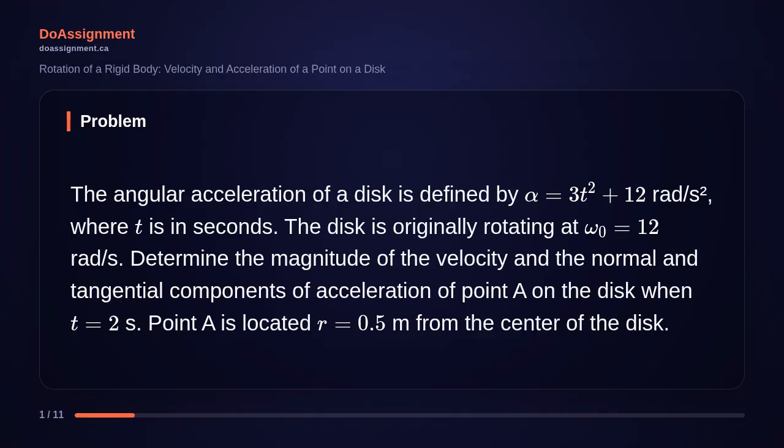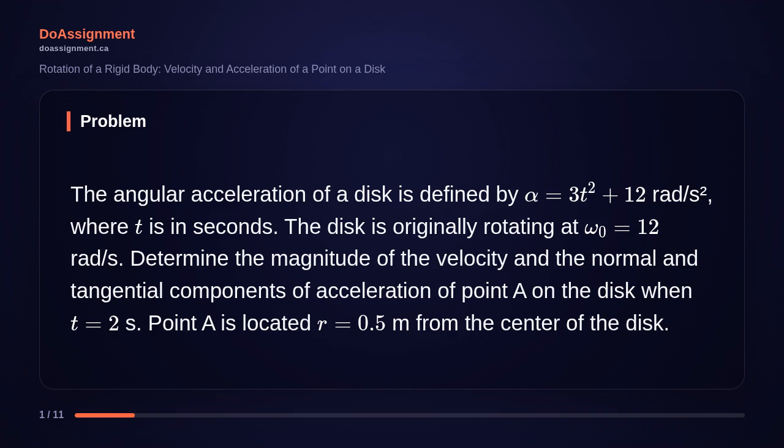The angular acceleration of a disk is defined by alpha equals 3t squared plus 12 radians per second squared, where t is in seconds. The disk is originally rotating at omega-naught equals 12 radians per second. Determine the magnitude of the velocity and the normal and tangential components of acceleration of point A on the disk when t equals 2 seconds. Point A is located 0.5 meters from the center of the disk.